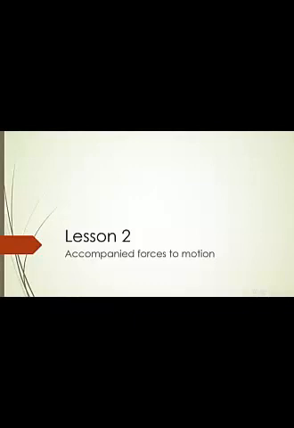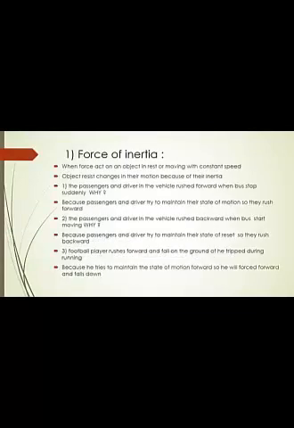Today, our lesson 2 in Unit 2, Accompanied Forces to Motion. What's the meaning of accompanied forces to motion? To explain or discuss this lesson, firstly, there is a special definition of inertia. What is the meaning of inertia?